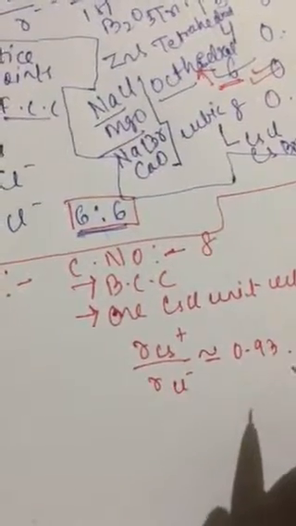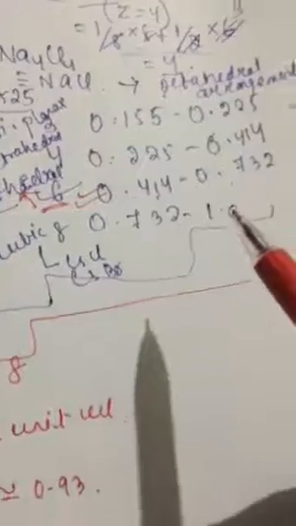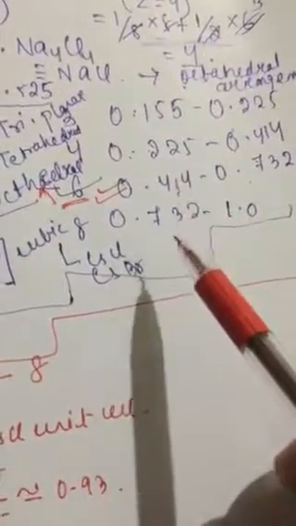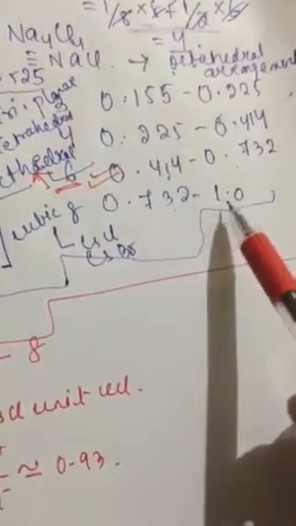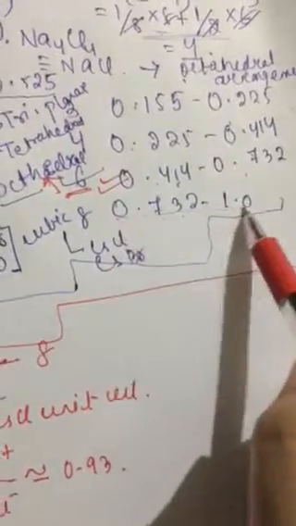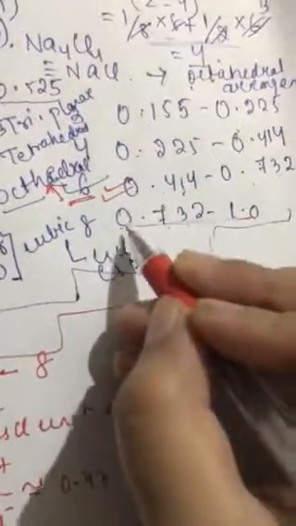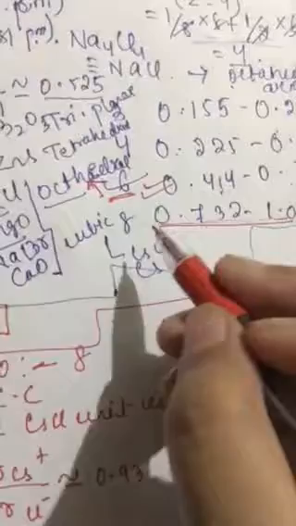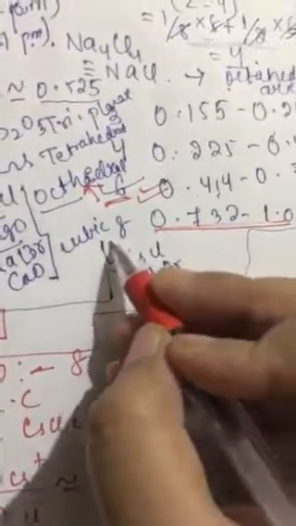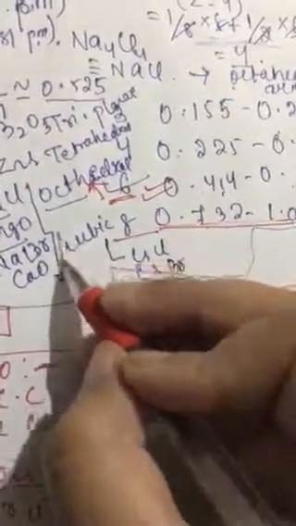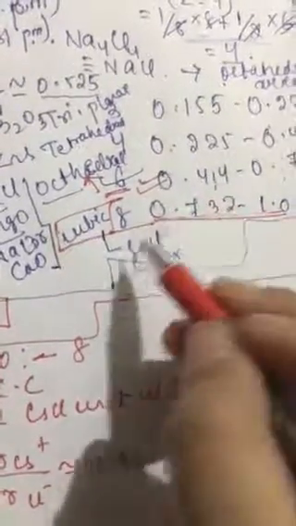So 0.93, where is 0.93? It will go under 0.732 to 1. It will go under this one, okay? So this will go here. So it has coordination number 8 and cubic.